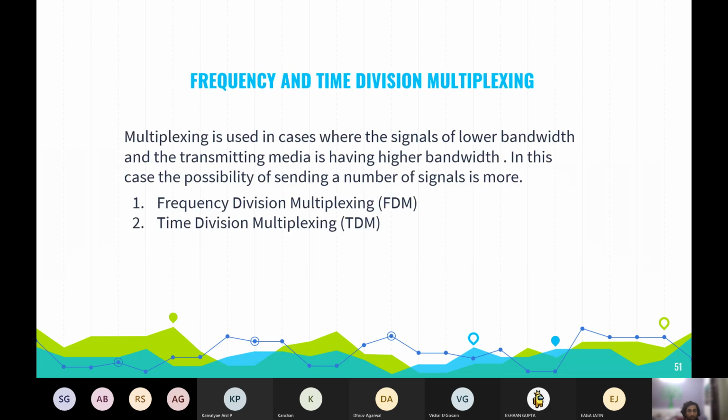Frequency and time domain multiplexing is used to get the most efficient transmission. So we divide both time and frequency while transmitting. FDM stands for frequency division multiplexing and TDM stands for time division multiplexing.